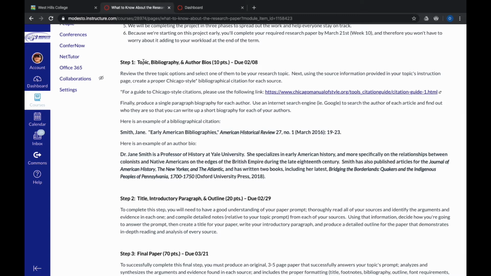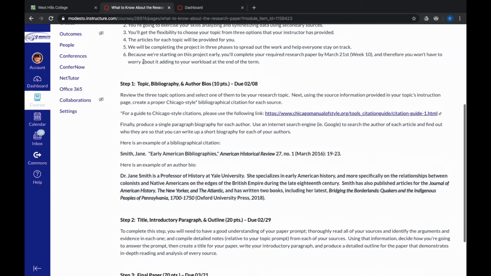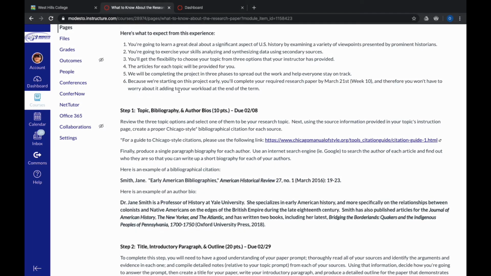who chose your same topic, and give you again the sources that you need and the structure you need to be able to do this as easily as possible, but still accomplish all of our goals that we're going to be working toward in this project. So step one, you choose your topic, one of the three that I've given you. You create a bibliography for the sources that I've given you for that particular topic.